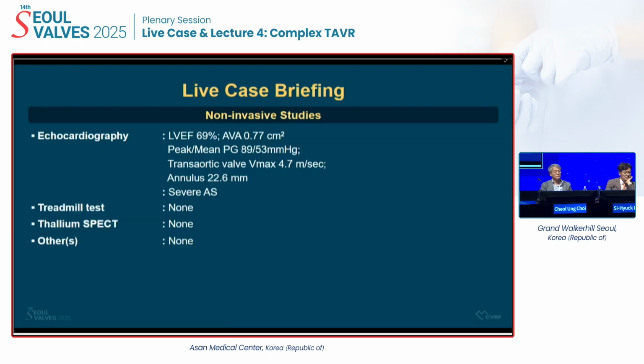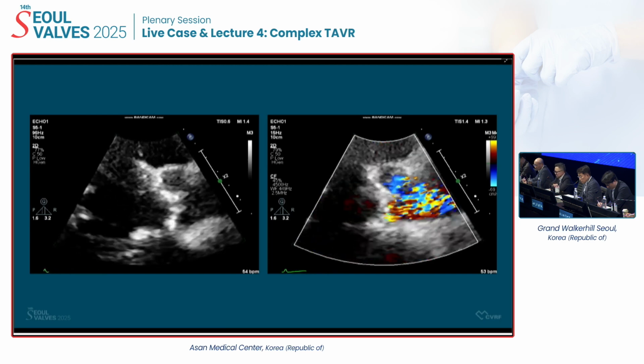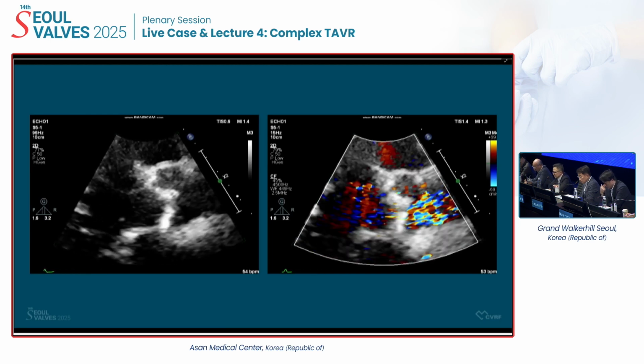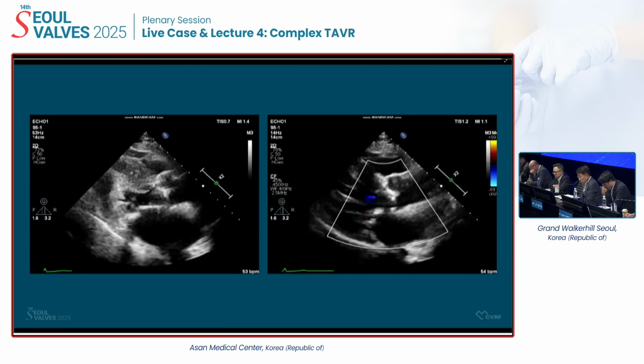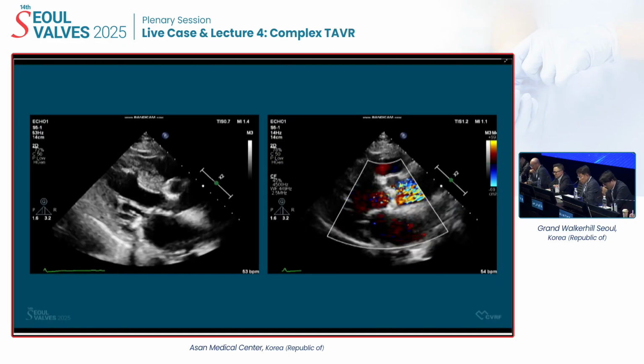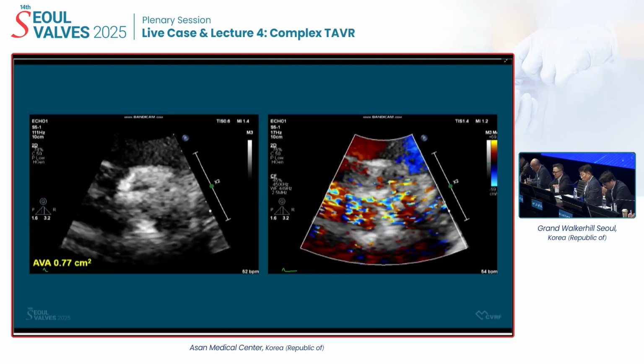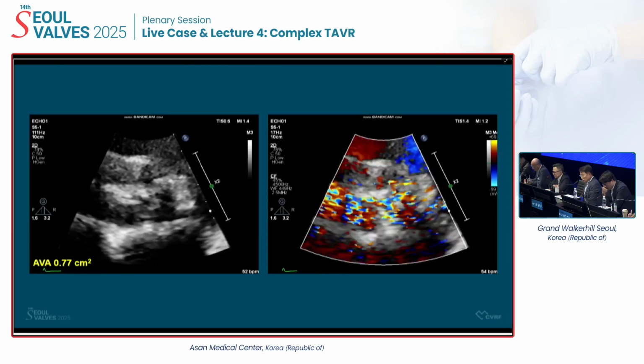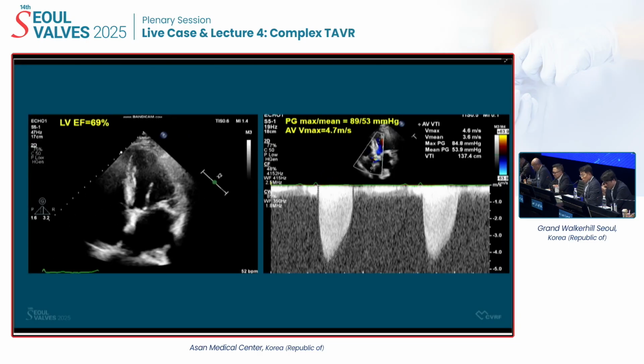Echocardiography shows normal LVEF, and AVA was 0.77. Opening limitation of the aortic valve and mild AR, and septal hypertrophy were observed. Aortic valve area was 0.77, and LV ejection fraction was 69%. Aortic valve mean pressure gradient was 53, and trans-aortic valve peak velocity was 4.7.